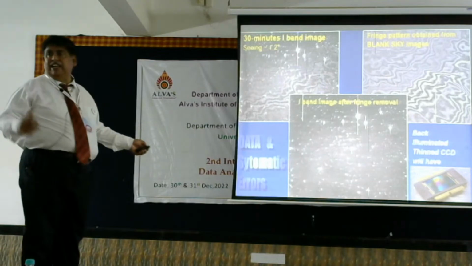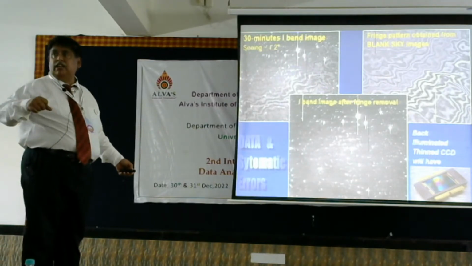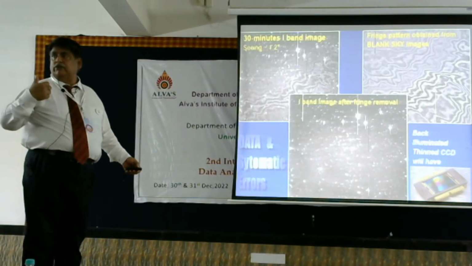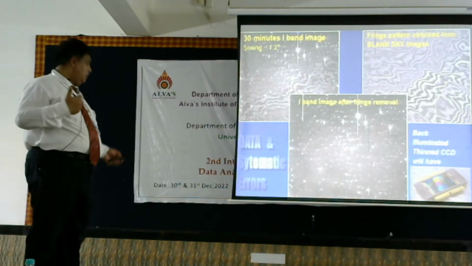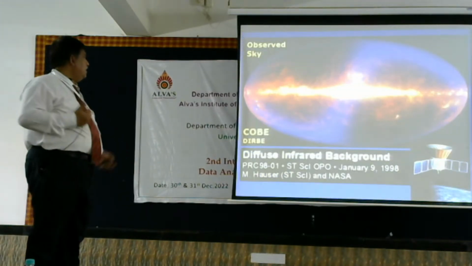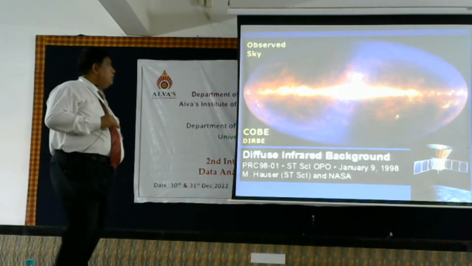So this is bleeding which is there, which is again not real. That is coming because of the reading out of the data. So these are errors in the data. Now here I am just going to give you a picture.